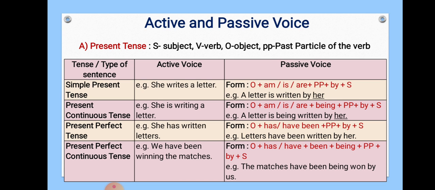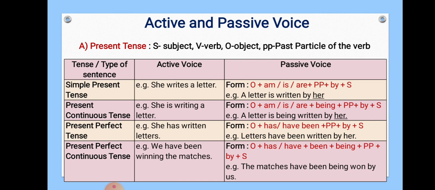Present continuous tense. She is writing a letter. This is continuous tense. So you can see that there is a change in format of passive voice. Object plus am or is or are plus being plus past participle plus by plus subject. A letter is being written by her. So you have to put being after is. A letter is being written by her.